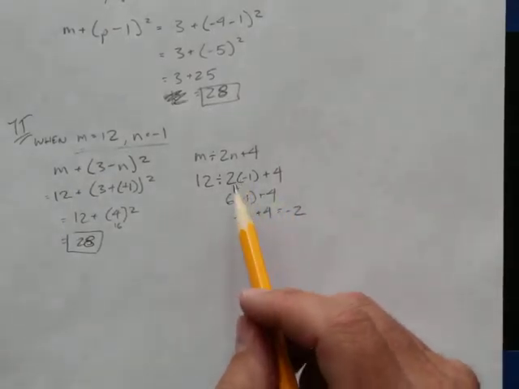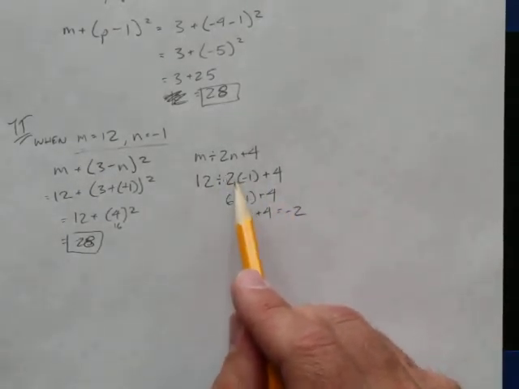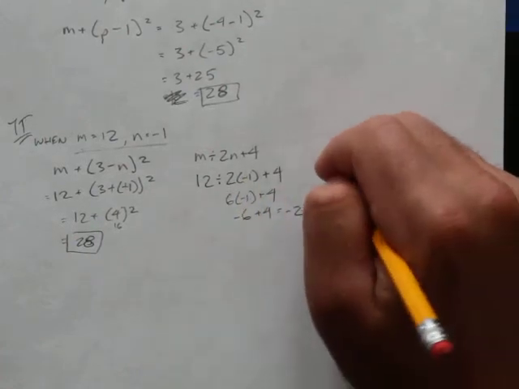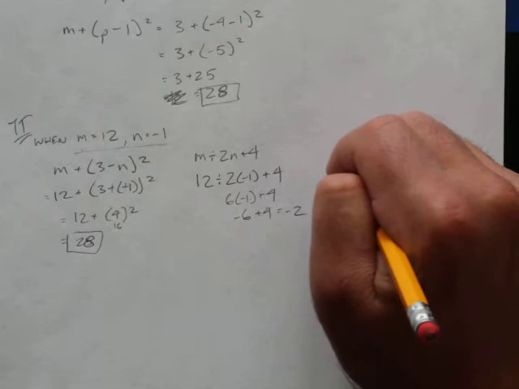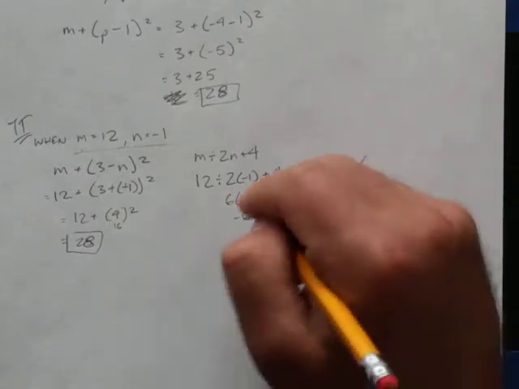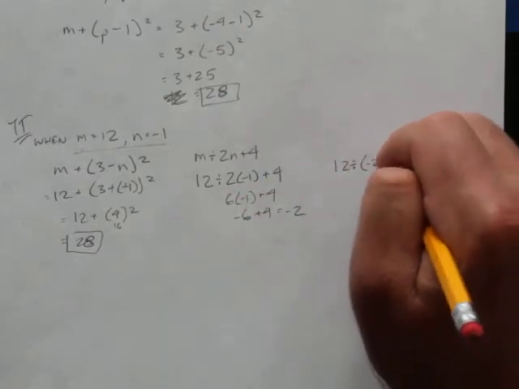Now, for kicks real quick, let's do this in a different order. Let's do 2 times -1 first. So 12 divided by 2 times -1, which is -2, plus 4.